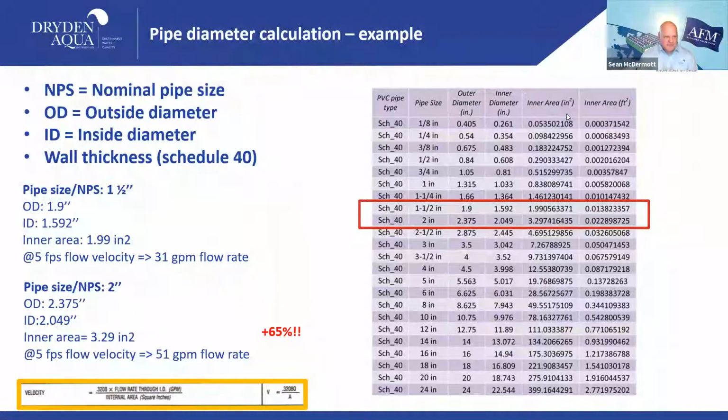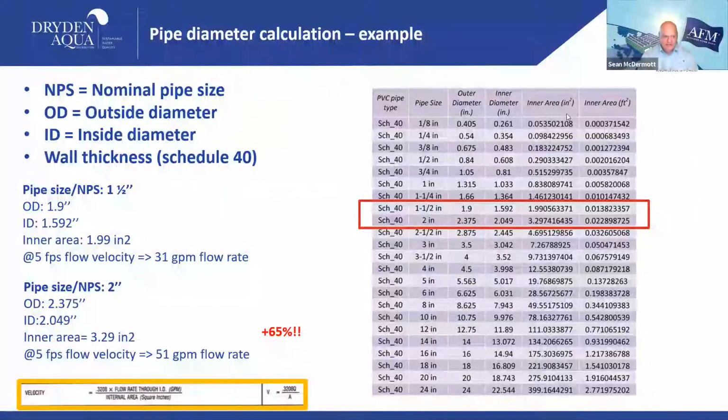So again, if we're looking at a 1.5 inch Schedule 40 pipe, the outside diameter of this pipe is 1.9 inches. The inside diameter is 1.592 inches. We can do a calculation to figure out what the area is on the inside so that we can calculate a velocity, or we can use a simple chart and we know that 1.99 square inches is the inner area of a 1.5 inch pipe. Using the formula that we show below, we can determine what our velocity is, or what flow rate we can achieve in these pipes. So for a 1.5 inch pipe, if we're looking at a 5 foot per second flow velocity, using the formula below, we determine that is a 31 gallon per minute flow rate. So a 31 gallon per minute flow rate in a 1.5 inch Schedule 40 pipe gives us a 5 FPS flow velocity.